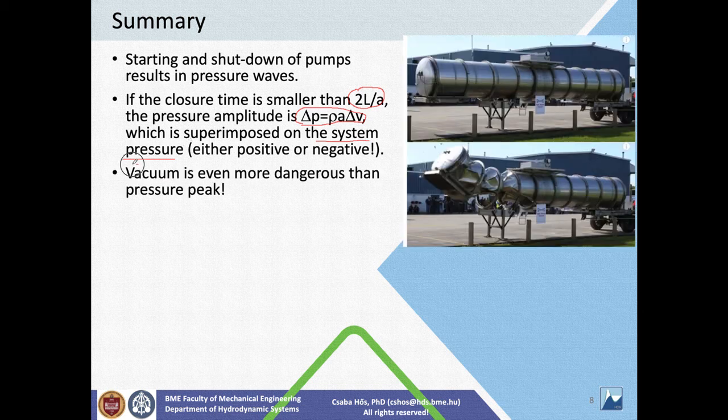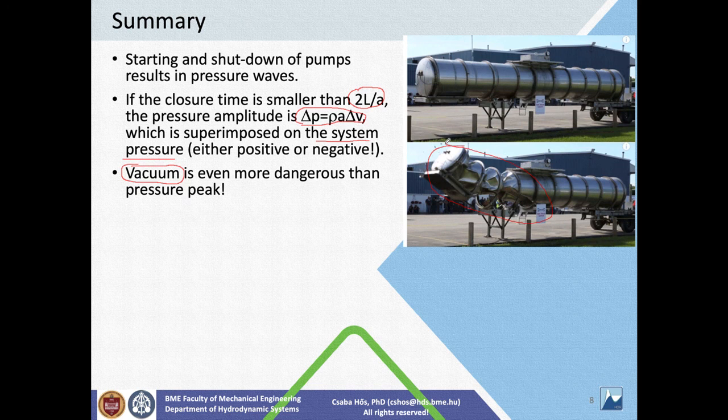Negative pressure means vacuum. Okay, so this is the case when you're closing the valve at the beginning of the pipe. You can have vacuum, and vacuum is extremely dangerous. It's even more dangerous than the pressure peaks. Have a look at this tank, which was very easily damaged by vacuum.